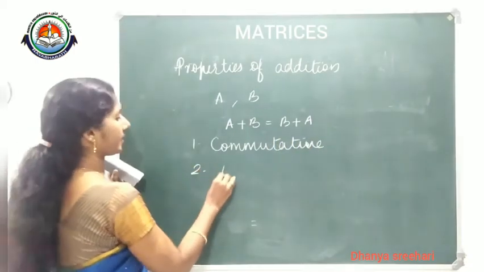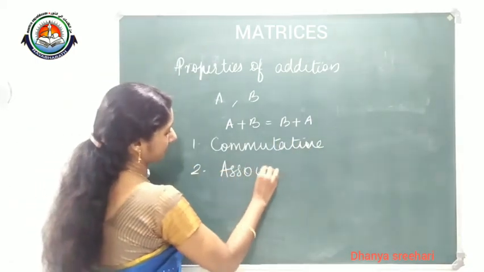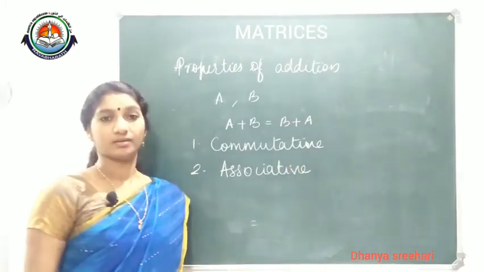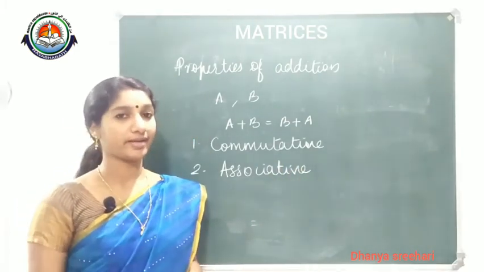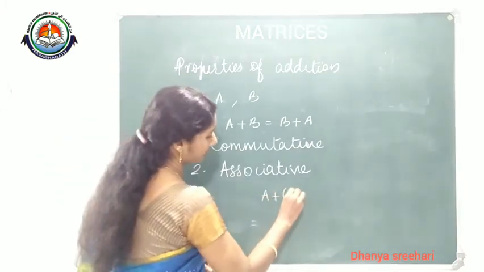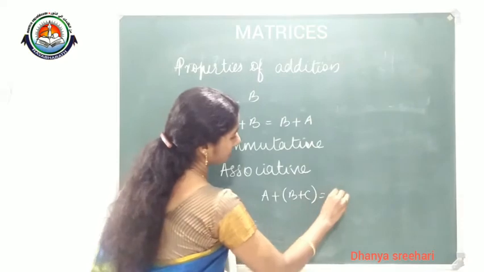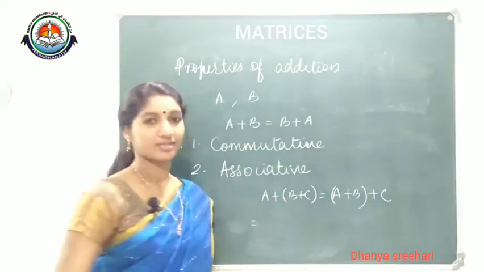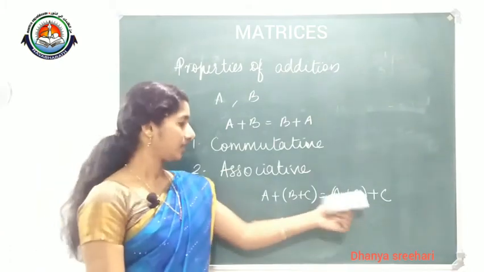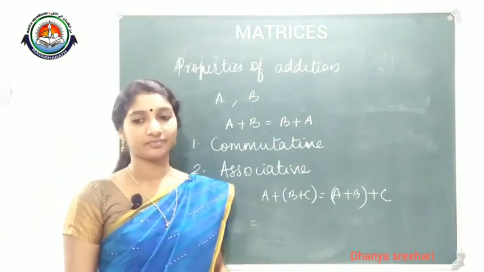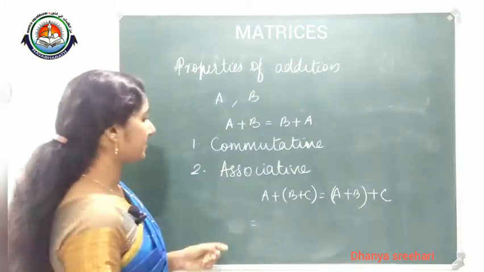And the second property is associative. What about associativity? Of course, associative property holds because A plus B plus C is equal to A plus B plus C. Since it is normal addition, matrix addition is also associative. Then next one is additive identity.